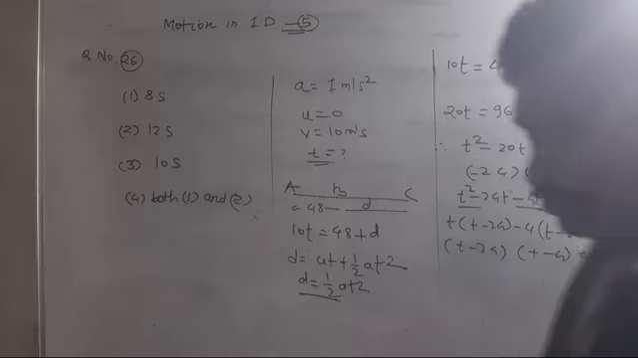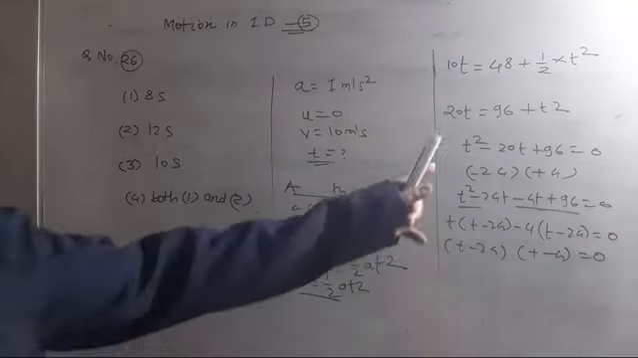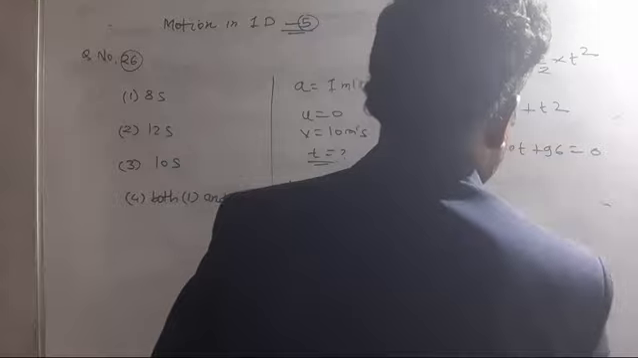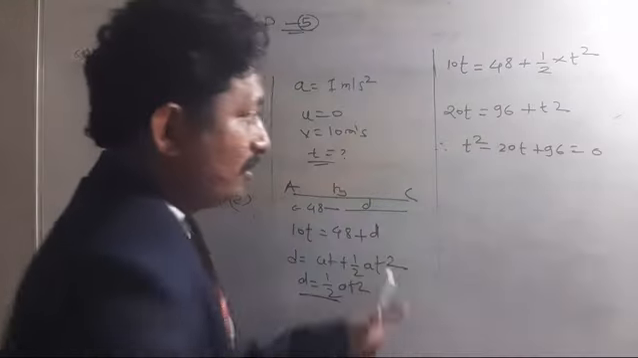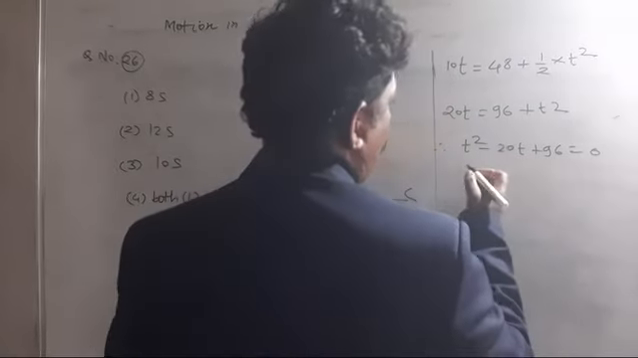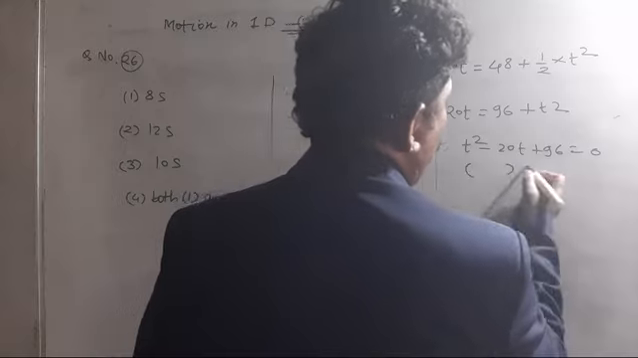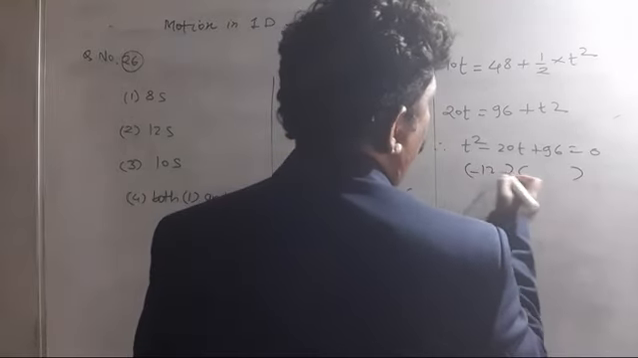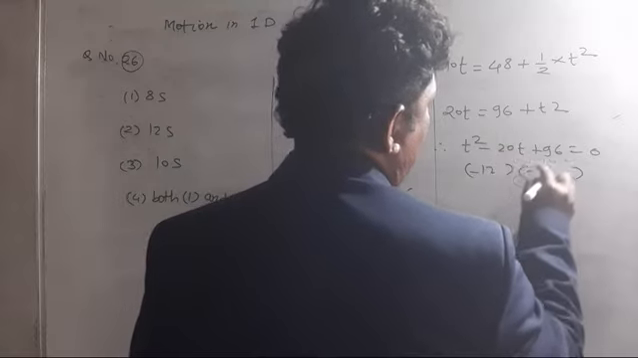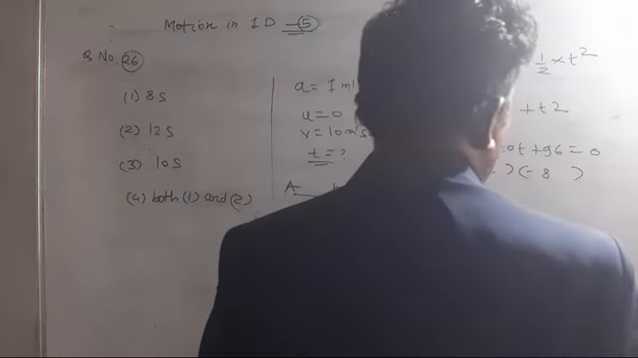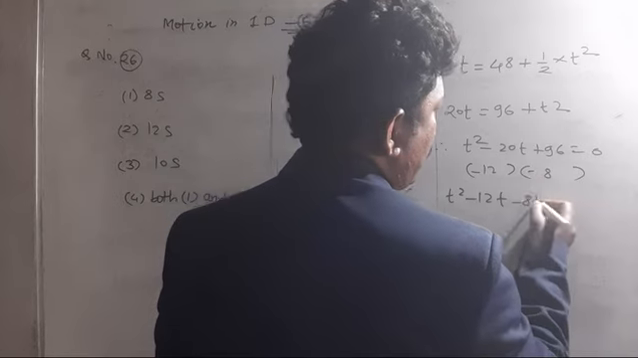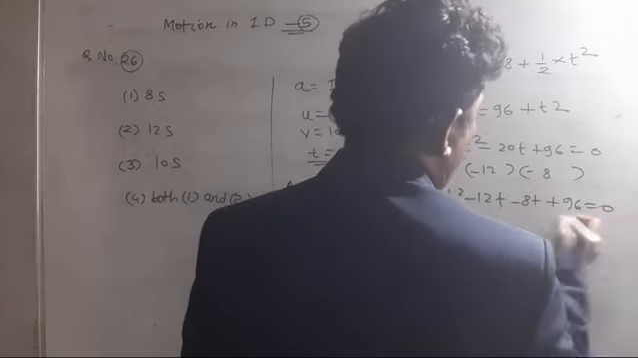Students, sorry, small mistake here. So product is plus 96, right student. Product is plus 96, this is not negative, so I am really sorry. So factors are what student? Minus 12 and minus 8, right. We'll get minus 20 in the middle, and the product of two negative numbers is positive, that is t square minus 12t minus 8t plus 96 is equal to 0.